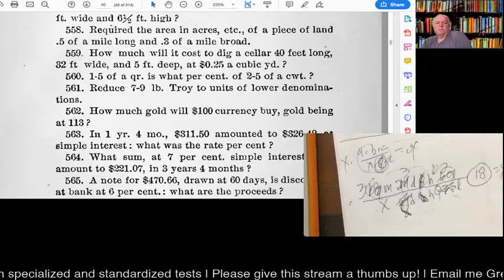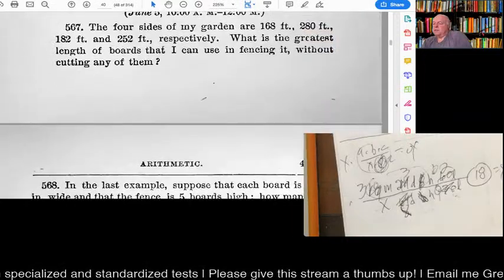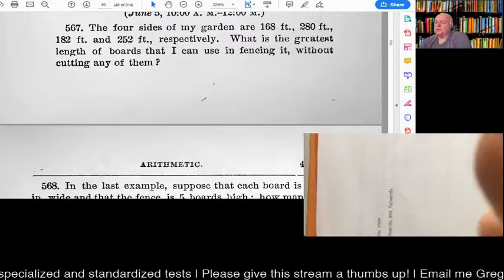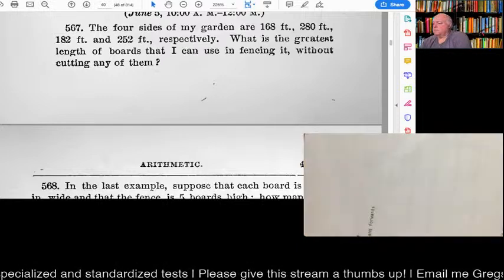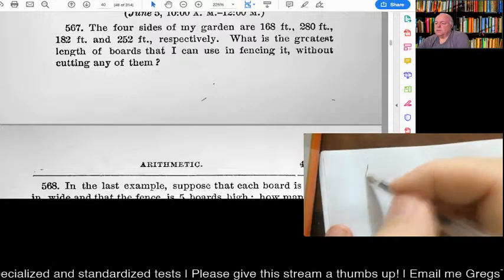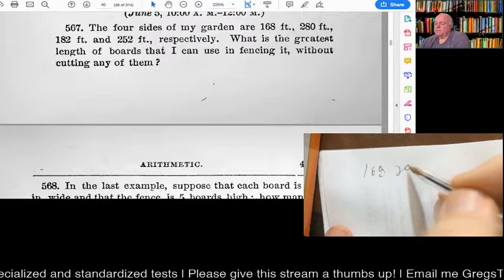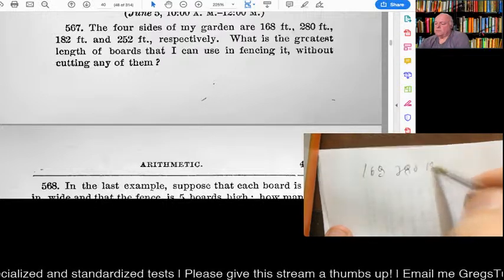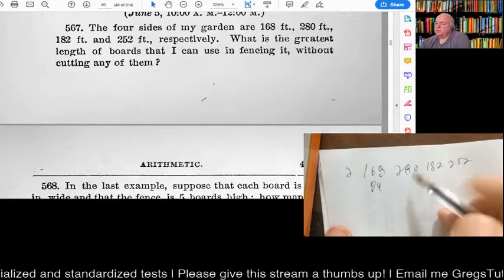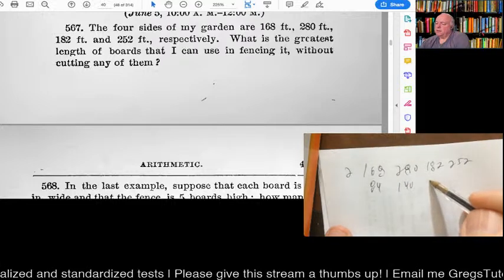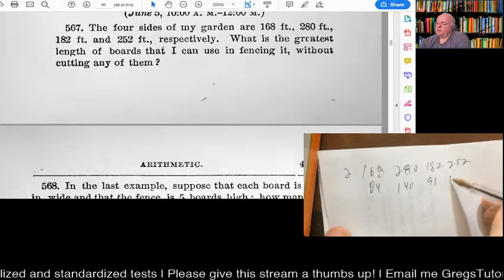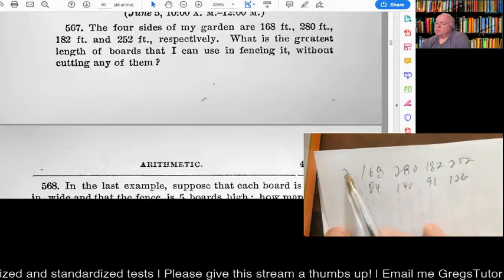567. Okay, we actually solved 567 on another one, and we got an answer of 14. That wasn't too hard to do. We just listed them out, and we use that same technique. We got 84, 140, 91, and 126. So I'm only trying to look for primes over here.